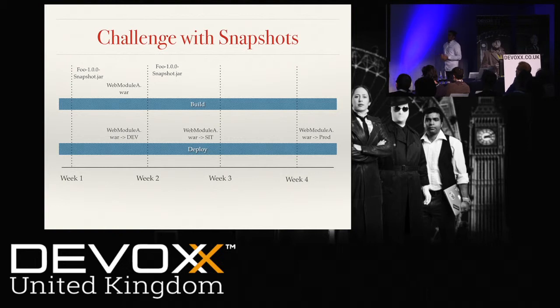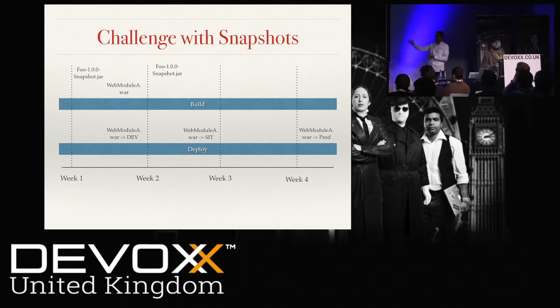However, in week 2, there is a small change that has been done to foo jar, and a new snapshot build has been produced for foo jar. Web module A hasn't been rebuilt because web module A is not interested in the change that was done to foo jar. So at end of week 2, we are not so sure where the source code of foo jar that is packaged in web module A is, because that was the previous version, not the latest version.